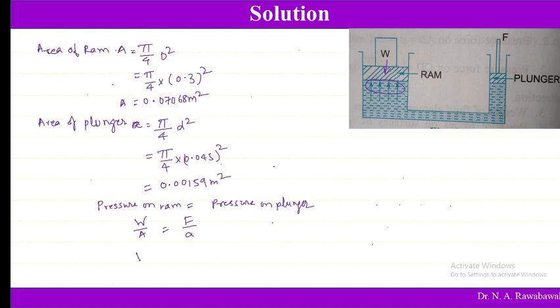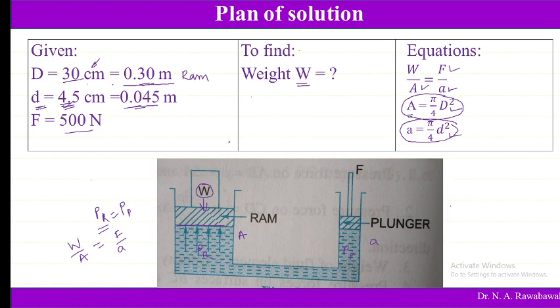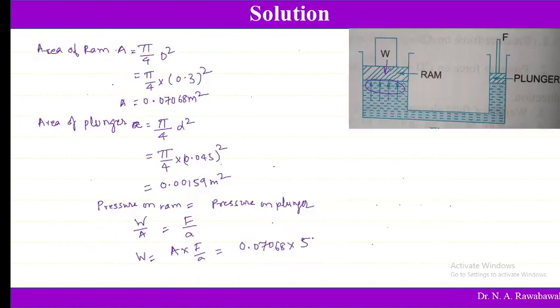So we want to find out W. Therefore W is equal to capital A into force divided by small area. Capital A is known to us, that is 0.07068, into the force acting, which is 500 newton, given in the problem. So 500 divided by small area 0.00159. This gives us the weight in newton, so the weight acting over this ram side is nothing but 22,222 newton, or this can be written as 22.22 kilonewton.